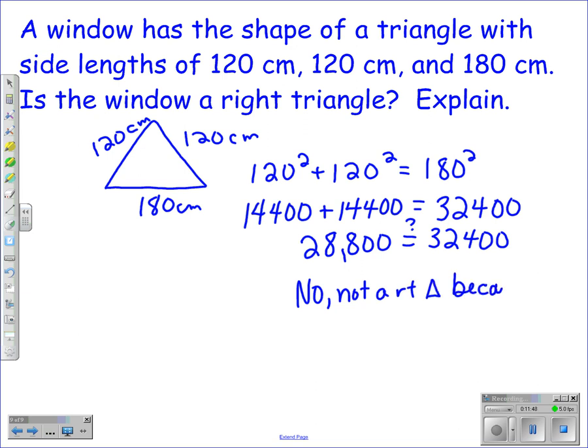because a squared plus b squared does not equal c squared. We get 28,800, and that is not equal to 32,400. So showing me the work of how you came up with the answer of why it's not a right triangle is really the best explanation. Good luck on doing your Pythagorean theorem and its converse.